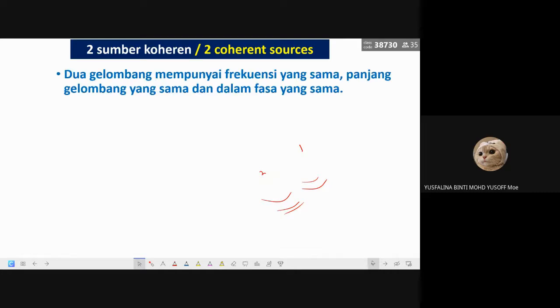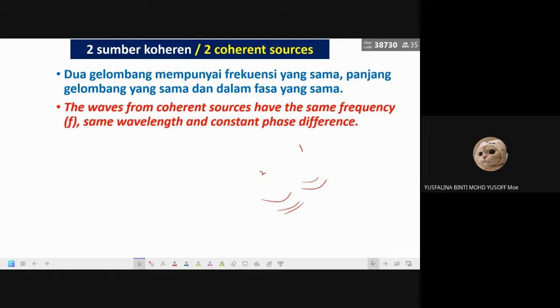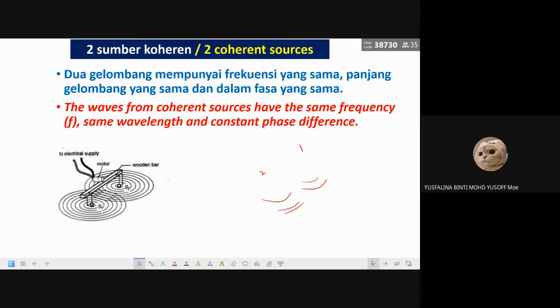Okay, so this one is actually what I just discussed about the two coherent sources. They must have the same wavelength, same frequency, and constant phase difference. So that's the meaning of coherent, right? And this is an example of interference. This is the interference of water waves. They use two dippers to produce it. After this I will show a video.